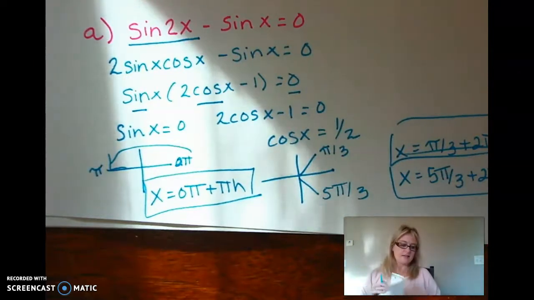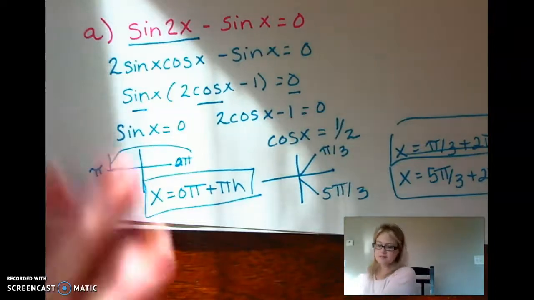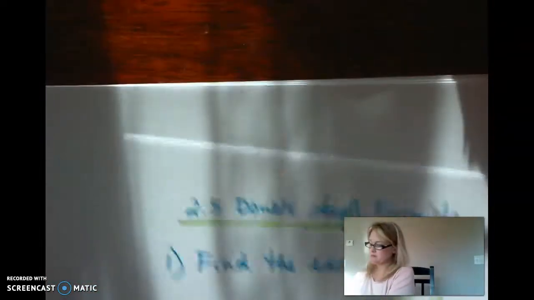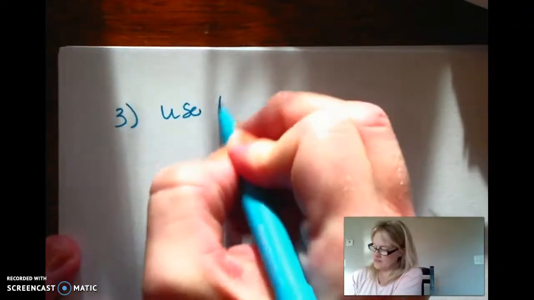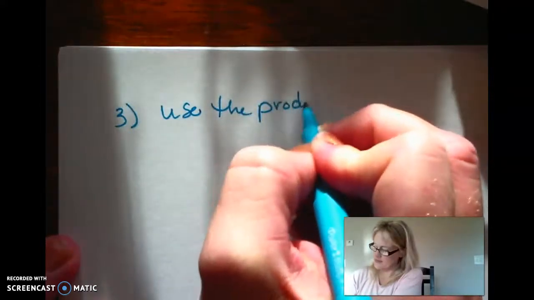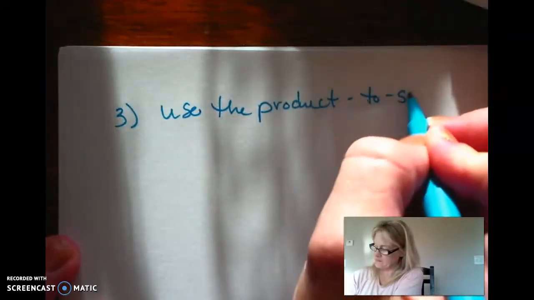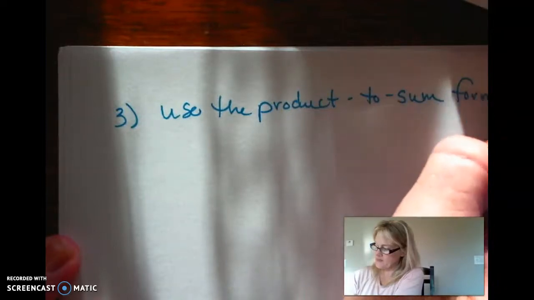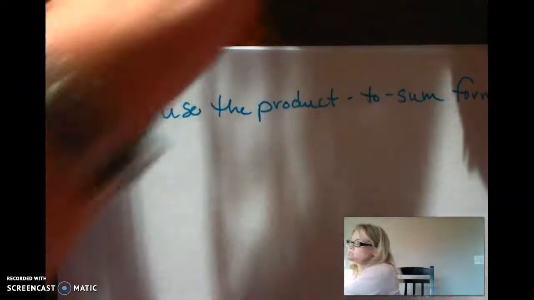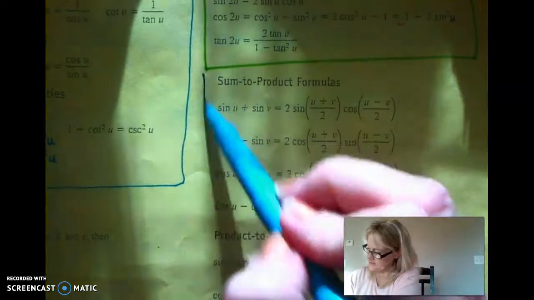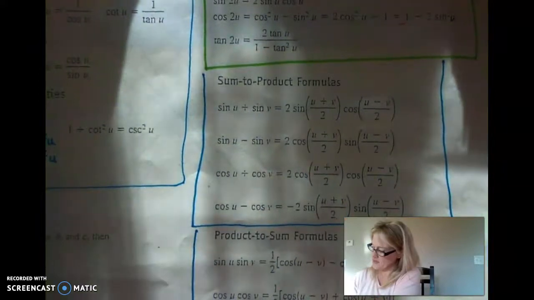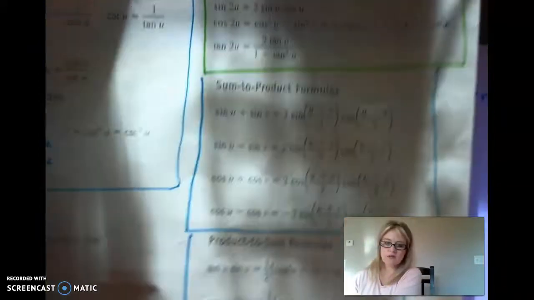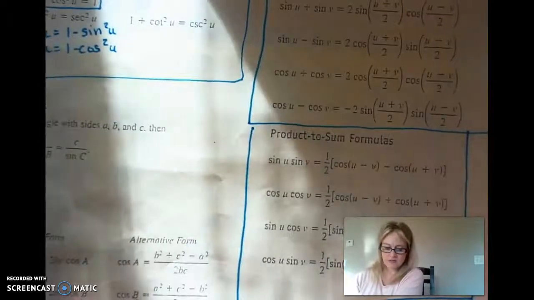Okay? I have one more example, actually 2 more examples to go through with you really quick. Use the product to sum formula. And again, this product to sum formula is found on your sheet. The product to sum formula is down here. And so now we're going to use this, or sum to product. So we have to decide which one of these two we are going to look at.